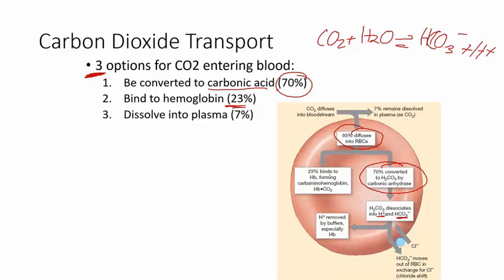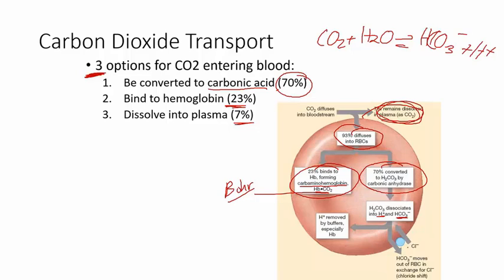23% will bind directly to hemoglobin and form carbamino hemoglobin. And this actually reduces the affinity of hemoglobin for oxygen. So just keep that in mind. 7% of it just remains out here in the plasma, dissolved.